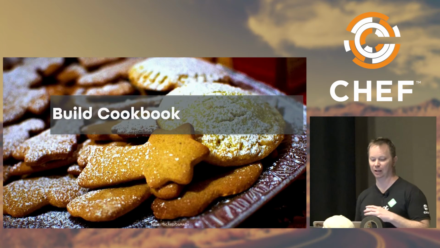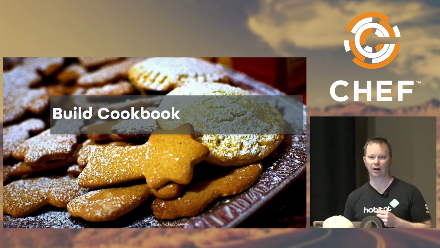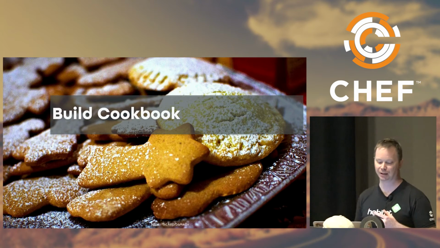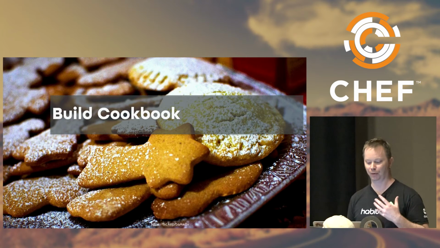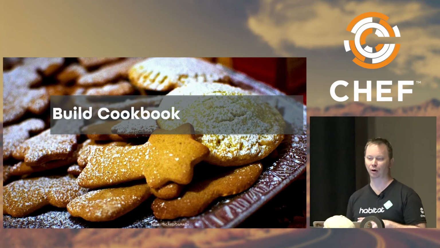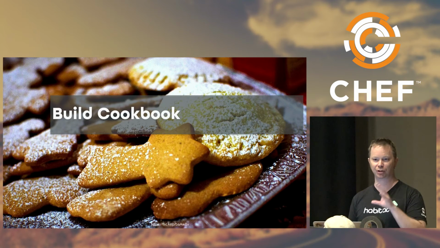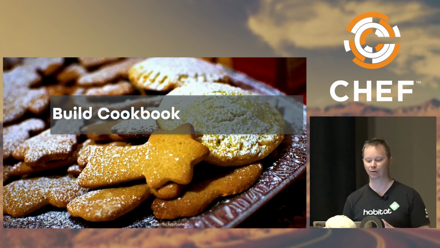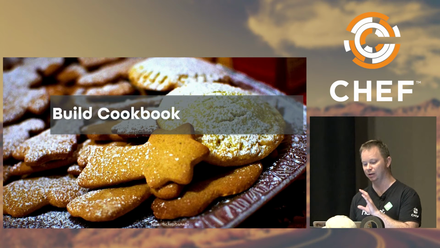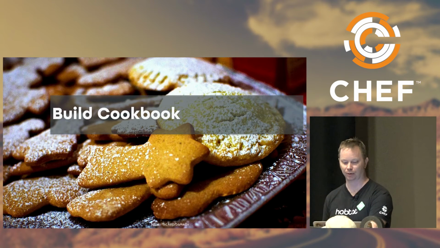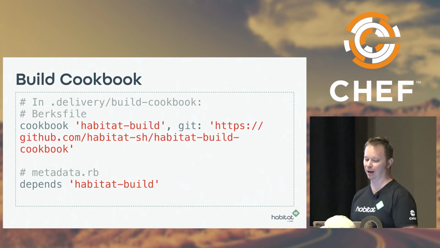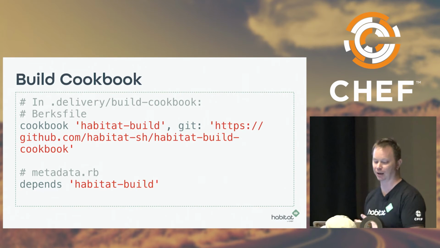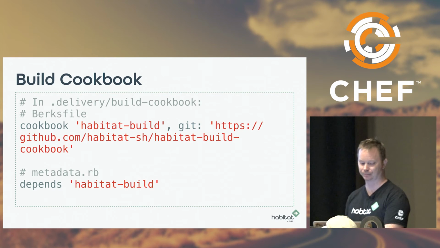We do some of this in our build cookbook. So we have a build cookbook for using Habitat inside a Chef workflow if you're using Chef Automate. Now that build cookbook has a detailed README, so if you're using Chef Automate and you have workflow, which was called Delivery two days ago, you'd use that build cookbook in your own build cookbook. You can depend on it and make sure you get it by updating the Berksfile and the metadata in your build cookbook.